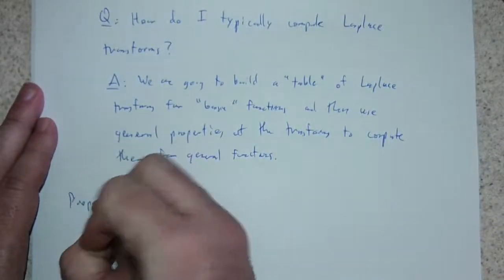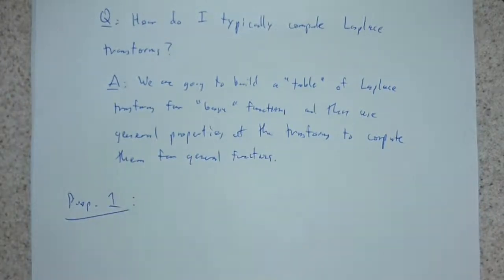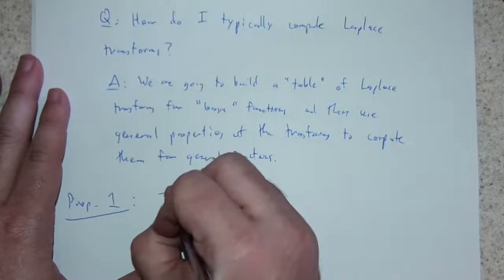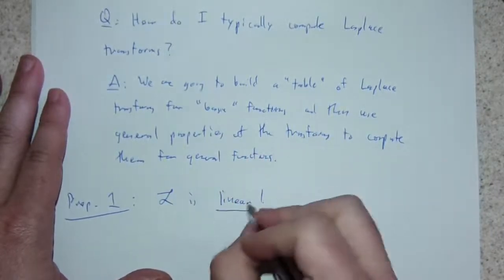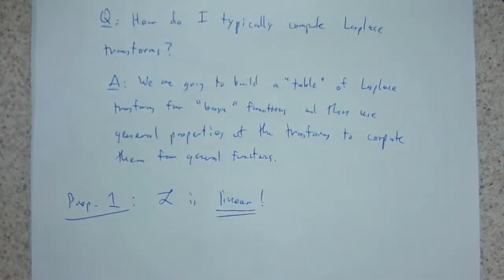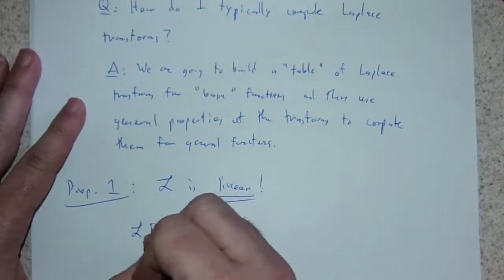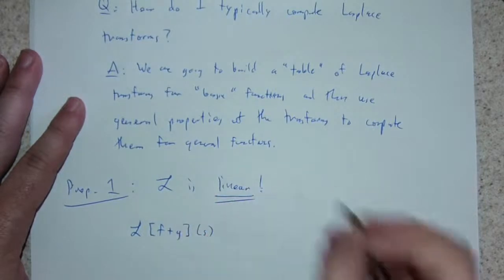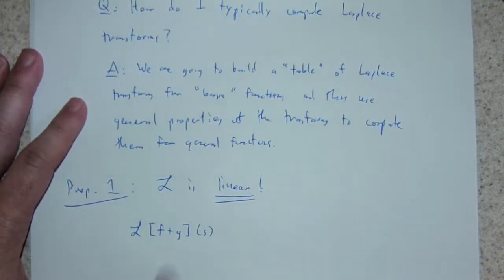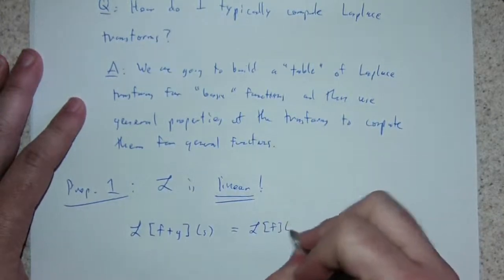Proposition 1, or property 1: the Laplace transform is linear. L is linear. What do I mean by linearity? Well, I mean that if I compute the Laplace transform of a sum of two functions, this is actually just the sum of the two Laplace transforms.